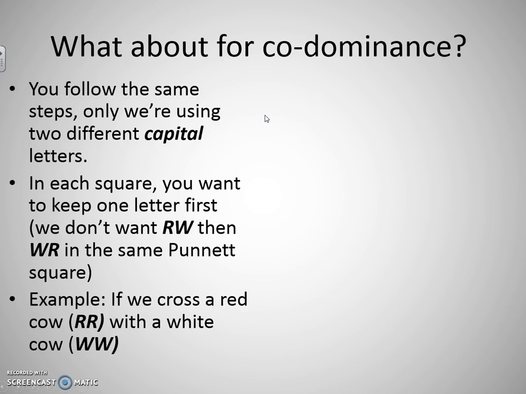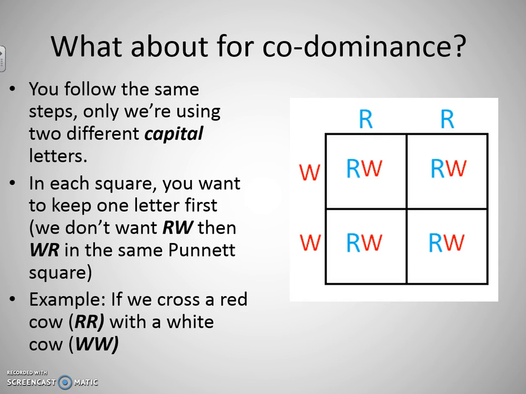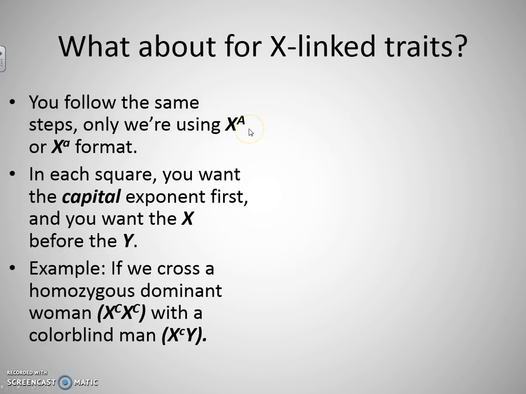For codominance, again, we're going to use 2 different capital letters. So again, if we cross a red cow, in this case, with a white cow, then we would get all individuals that were capital R, capital W. And in cows, those would be called roan. Remember what those would look like. Those would be both red and white. They would have red hair and white hair both. Not a blend, as in incomplete dominance.